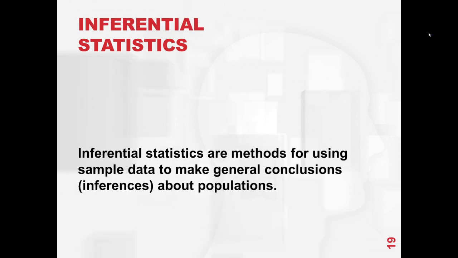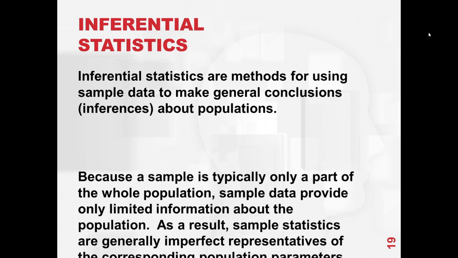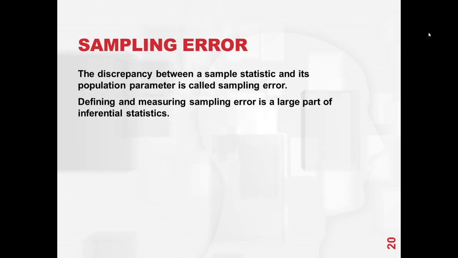Inferential statistics. Inferential statistics are methods for using sample data to make general conclusions about populations. Because a sample is typically only a part of the whole population, sample data provide only limited information about the population. As a result, sample statistics are generally imperfect representatives of the corresponding population parameters. Sampling error. The discrepancy between a sample statistic and the population parameter is called sampling error. Defining and measuring sampling error is a large part of inferential statistics.